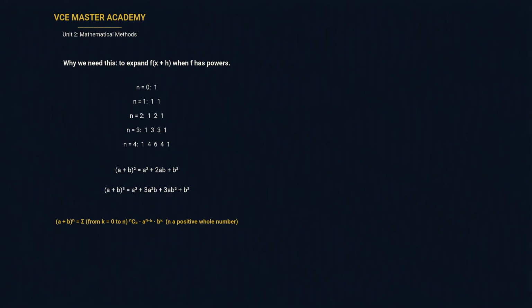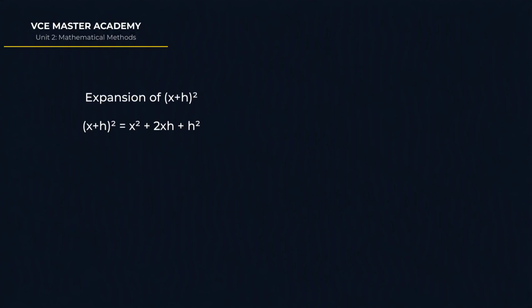And in general, for any positive whole number n, a plus b to the power n is the sum of n choose k times a to the n minus k times b to the k. That's the binomial theorem. For today, honestly, squared and cubed are all you need. Let's practice on the exact ones we'll need.